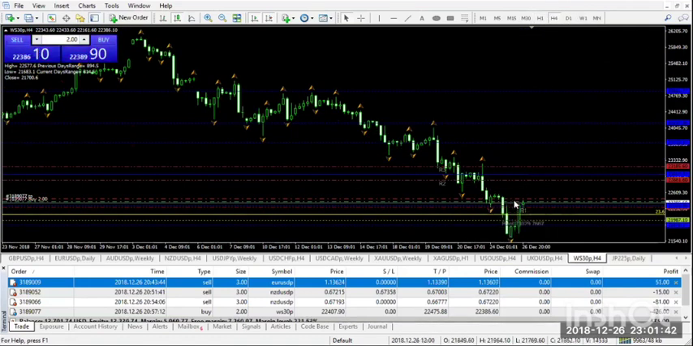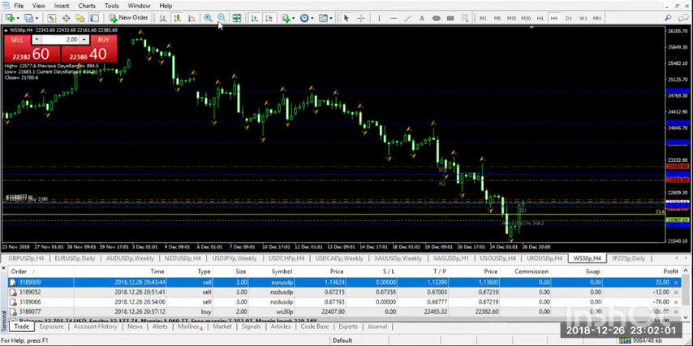I have put the take profit on here. Let me adjust it. Exactly right here. And it has hit it one time and has retraced.